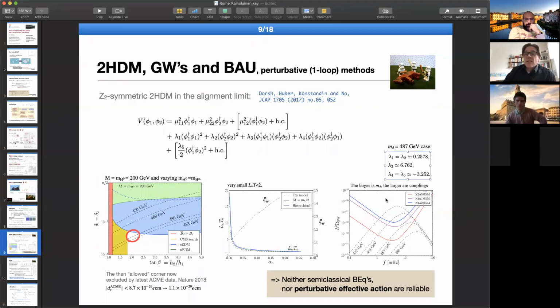So moving in this direction, opening up the space, requires moving to a stronger and stronger phase transition. This is the strength of the transition parameter, where you get 0.15, 0.20, something like that. You get very thin walls and your perturbative effective action is actually getting unreliable. This was based on a one loop calculation.